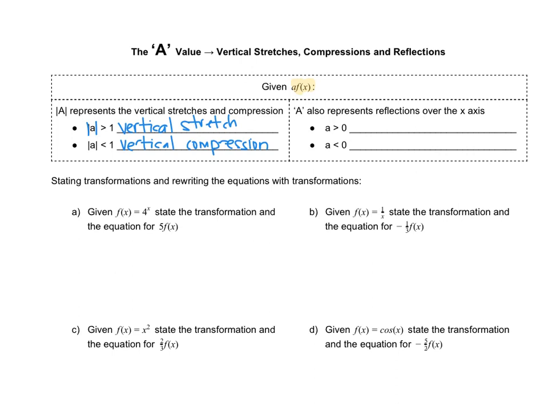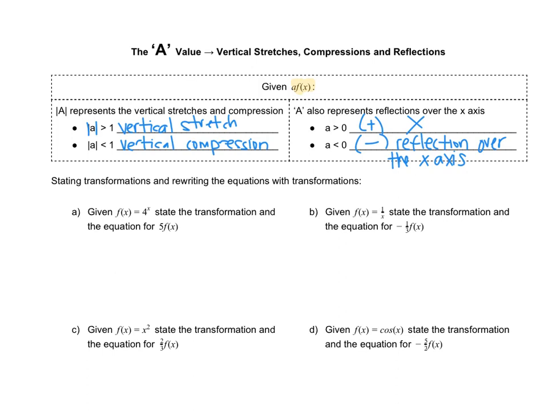And the reason you have to mention that it's a vertical stretch or compression is because there are also horizontal stretches and compressions, so you have to differentiate between the two. But the a value is all about the vertical. Next, if your a value is greater than 0, meaning it is positive, there's nothing happening besides potentially a stretch or compression. But if the a value is less than 0, so if it is negative, you have a reflection over the x-axis. And again, it's important that you specify which axis because you can also have reflections over the y-axis.